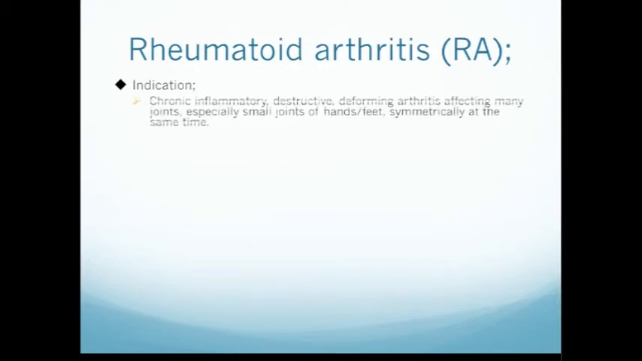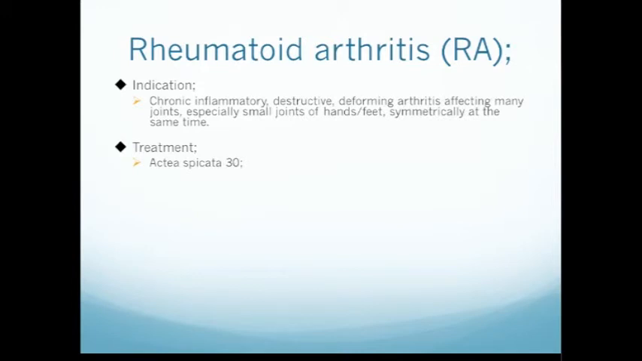Rheumatoid arthritis. This is a chronic, inflammatory, destructive, deforming arthritis that affects many joints. It's generally asymmetrical. It'll affect the same joint on both sides of the body. It involves the small joints of the hands and the feet.